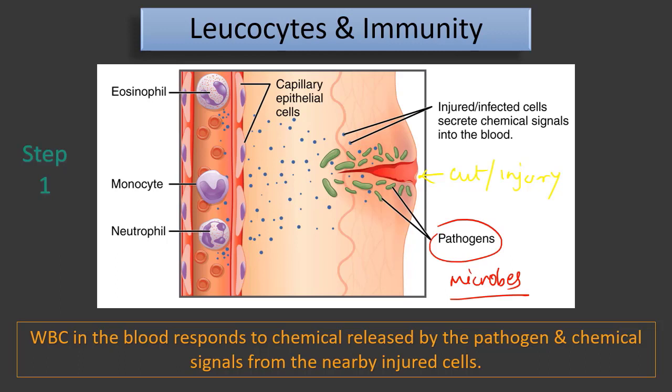Because of this entry and these microbes being present within the body, these injured or infected cells are going to secrete chemical signals into the blood, and these chemical signals are going to activate the WBC. The WBC, for example the eosinophil, monocyte or neutrophil, respond to these chemicals released by the pathogens as well as from the damaged cells.